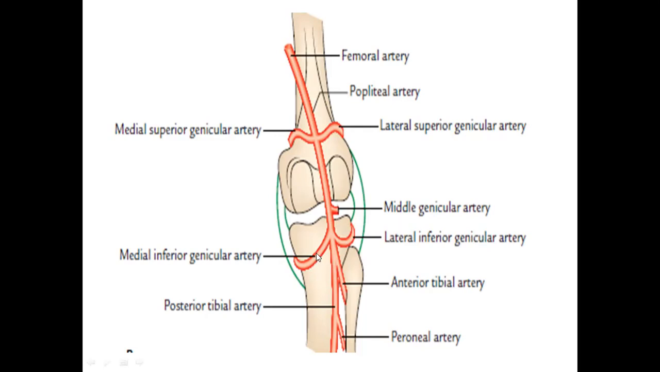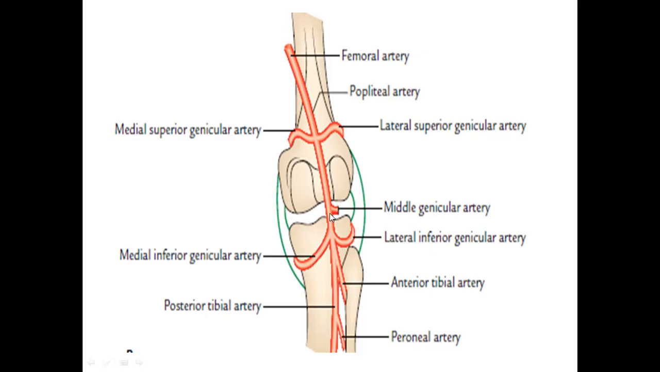Lower down, you can see the inferomedial and the inferolateral genicular arteries. These two wind around the corresponding condyles of the tibia, but they lie deep to these ligaments. The corresponding tibial condyles, and which ligaments are these? These are the tibial collateral ligaments. So they lie deep to the tibial collateral ligaments. These also take part in genicular anastomosis.